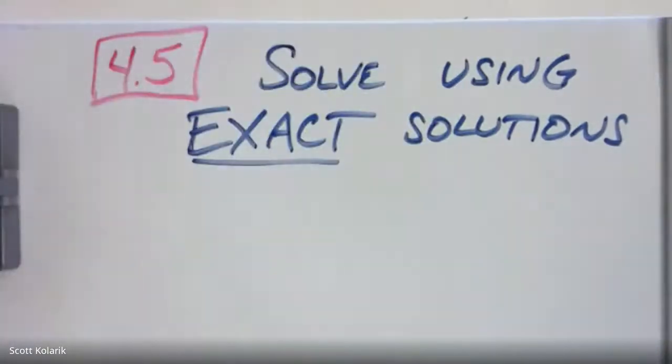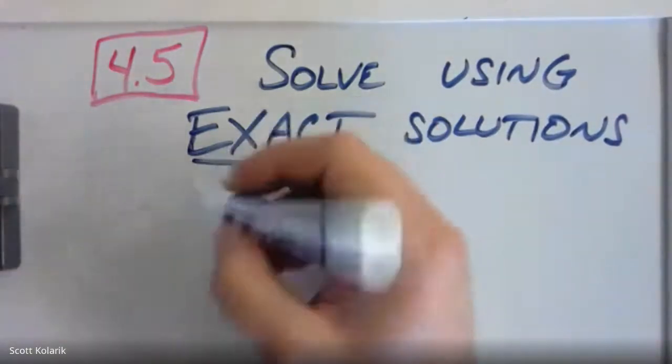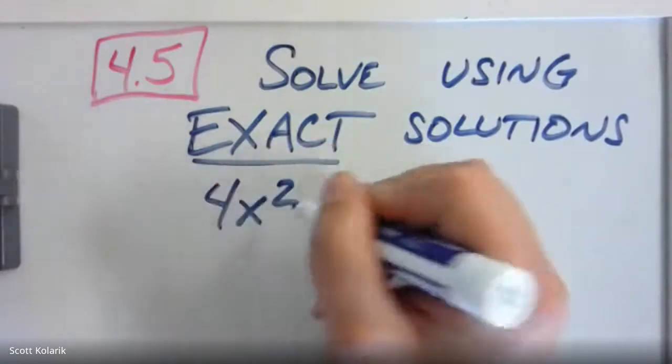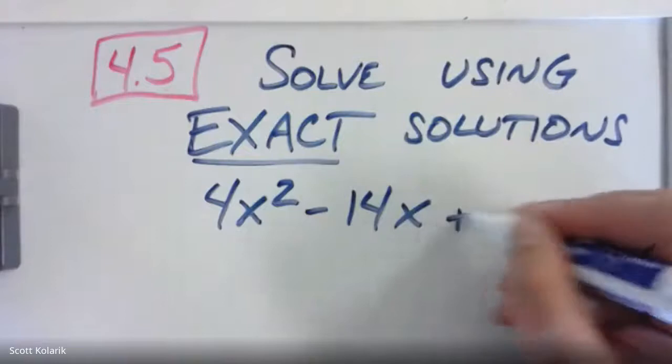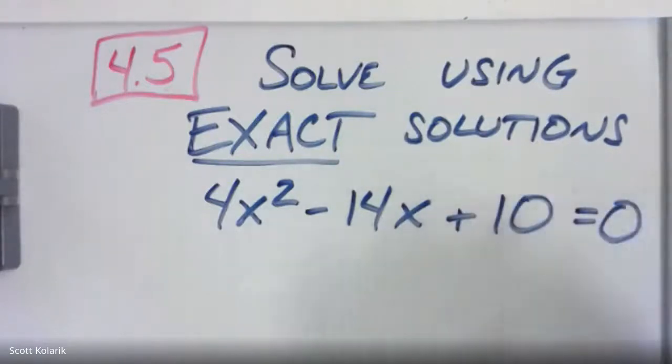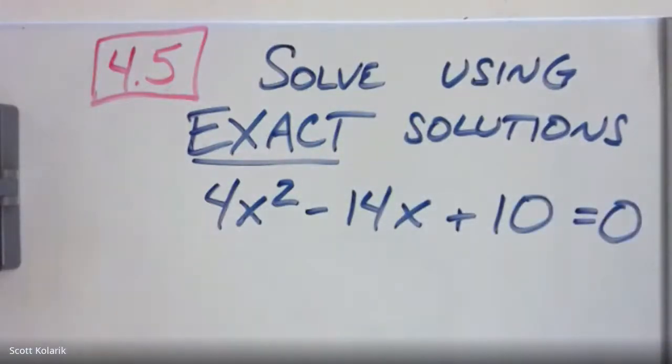4.5, this is number 15. Number 15 on your final exam. You will be given something like this: 4x squared minus 14x plus 10 equals 0. You're going to be given a standard form quadratic equation, ax squared plus bx plus c. It will be set equal to 0.